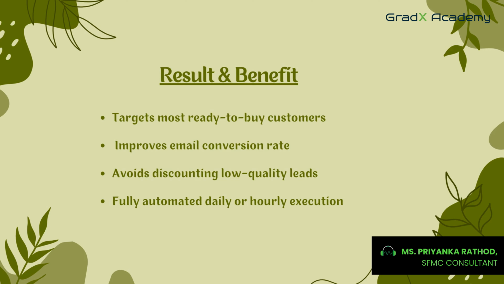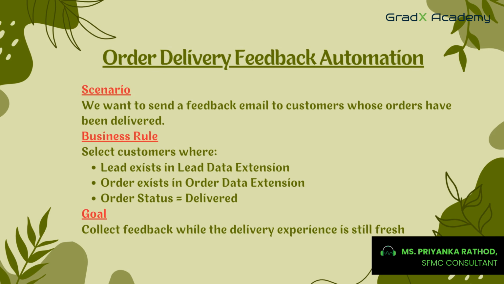It targets the most ready-to-buy customers. If the subscriber is planning to buy, because their lead score is greater than 50, that means they are highly interested. So we are sending them a discount email so that they can buy. It improves the email conversion rate and avoids discounting low-quality leads. Fully automated, daily or hourly execution we can do. Right, guys? Now this is the next scenario.